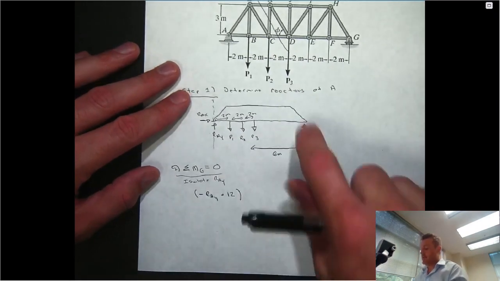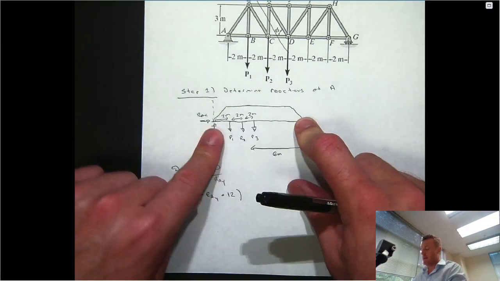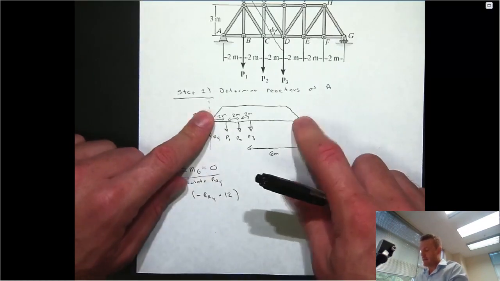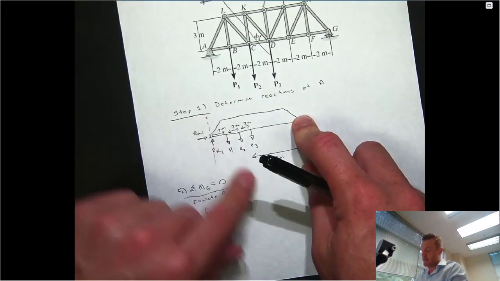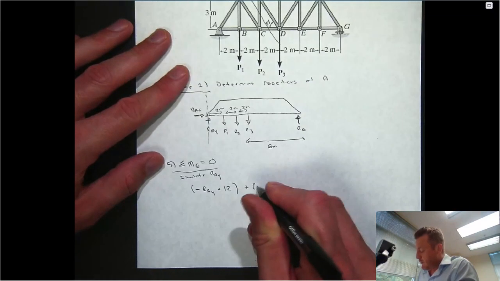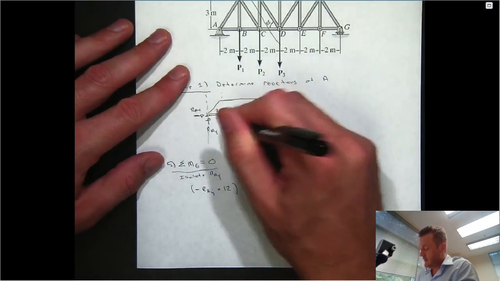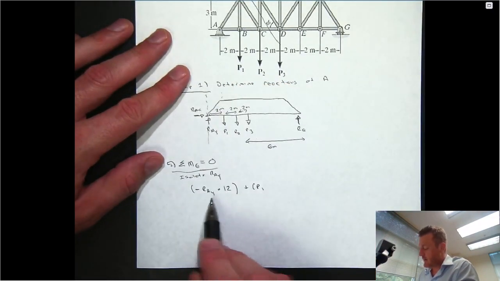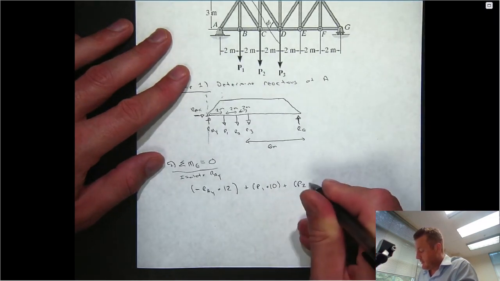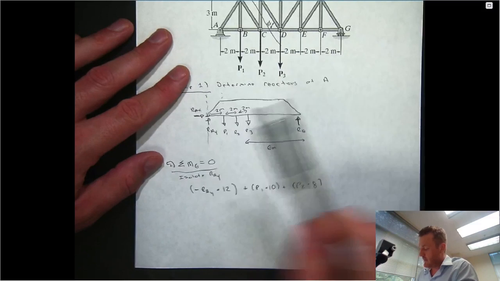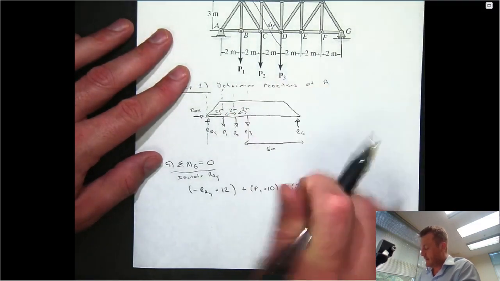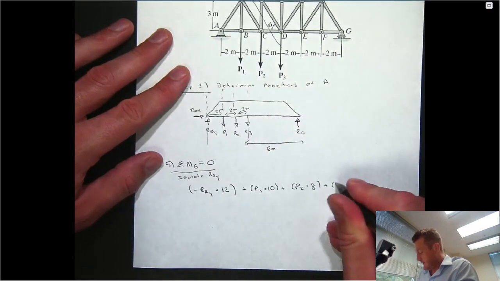And that reaction at A, the vertical reaction, which is rotating in the clockwise direction, is serving to counterbalance the clockwise rotations associated with P1, P2, and P3. So those are all going to be positive. P1, if you notice, is going to be 2 meters closer than RAY was, so there'll be 10, plus P2 is going to be 8 meters away in terms of the perpendicular distance, and P3 is only 6 meters away.